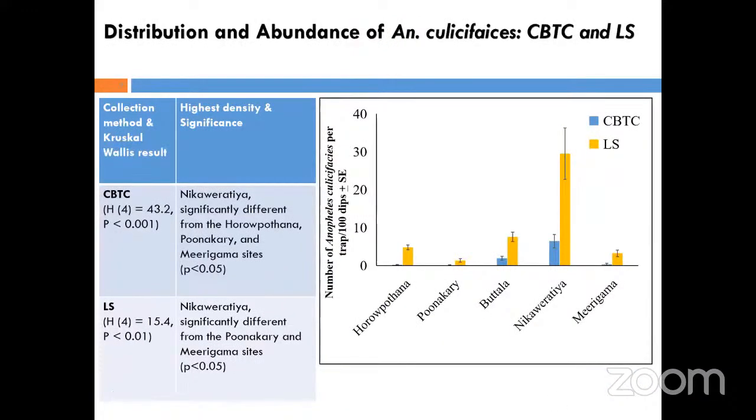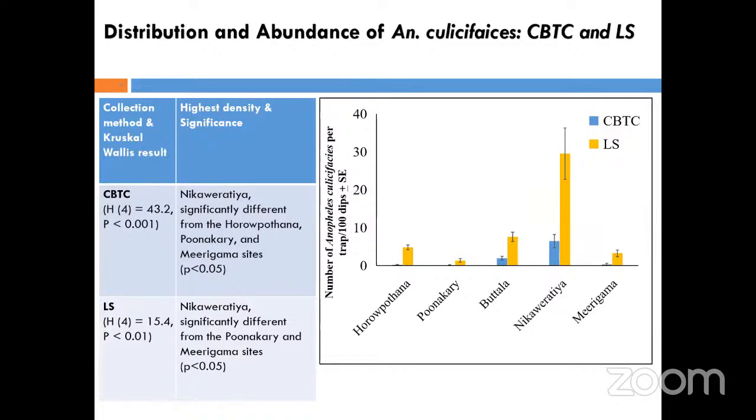This slide shows the distribution and abundance of Anopheles culicifacies in cattle-baited trap collection and larval surveys in different study sites. Densities of culicifacies were not similar between the 5 study sites based on the Kruskal-Wallis test for the 2 techniques. For CBTC, its statistic was 43.2 and the p-value was below 0.001.